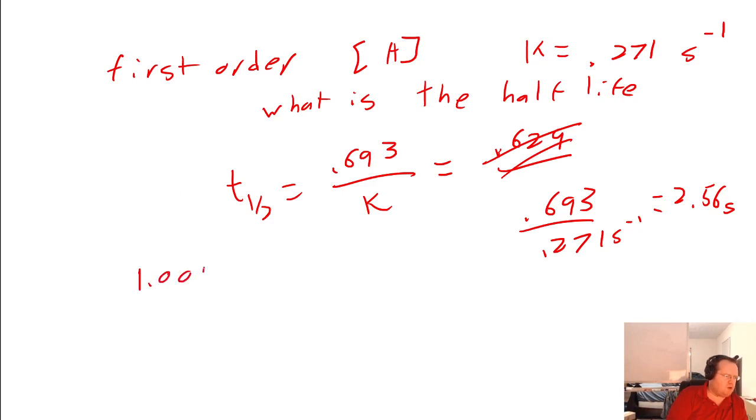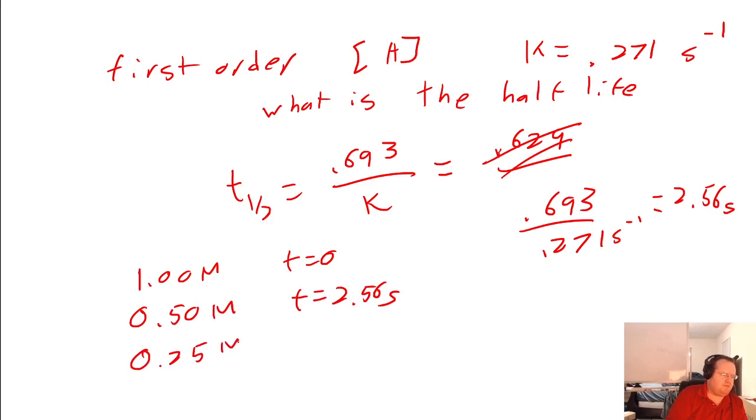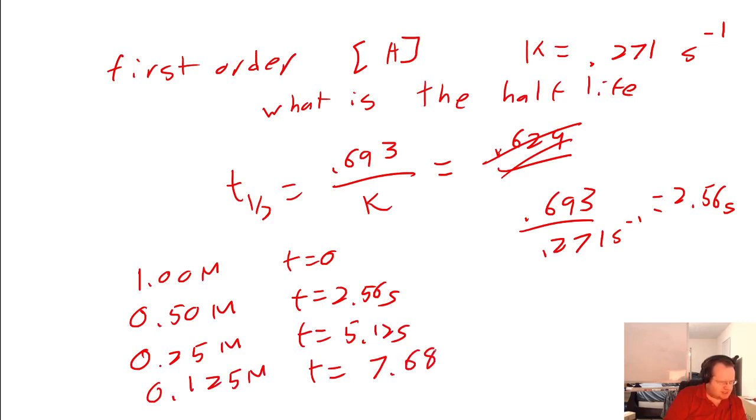So 1 molar is going to be at time 0. You'll have 0.50 molar at time equals 2.56 seconds. Then you'll have 0.25 molar at time equals 5.12 seconds. You'll then have 0.125 molar at time equals 7.68 seconds.